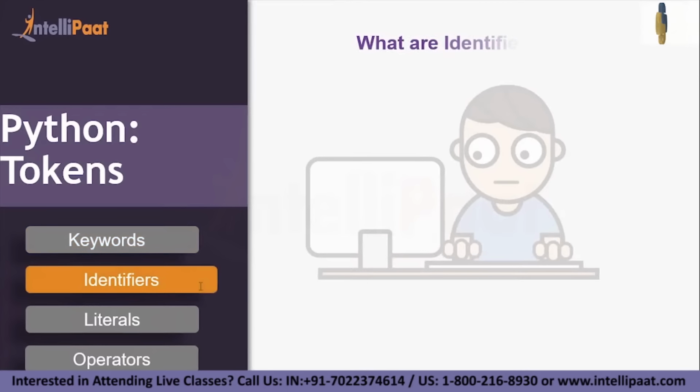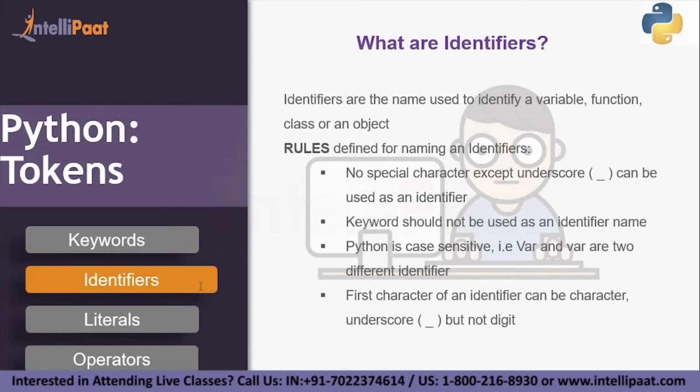Next is the identifier. It is the name which you give to your variable or to your function or to your class. For example, if you are defining a variable as a equal 10, then the word a, or the variable a, is the identifier. Before you start naming your variables, methods or classes, you must know that there are certain rules or guidelines for naming an identifier. Let's see them one by one.